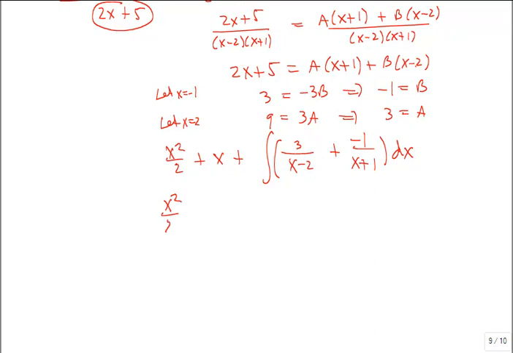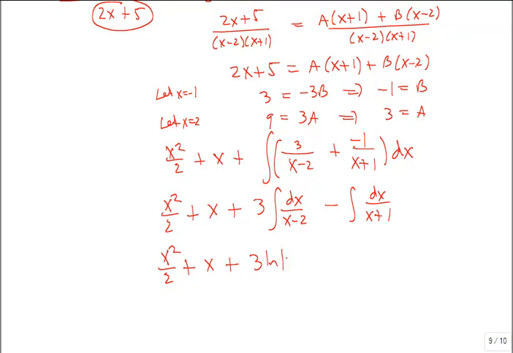So this is what we have so far. This x squared over 2 comes down plus our x. This one is 3 times dx over x minus 2, and this one is dx over x plus 1. Both of these are stuff prime over stuff. The derivatives are 1. So they're both going to become ln's. So we have x squared over 2 plus x plus 3 ln of x minus 2 minus ln of x plus 1 plus C.